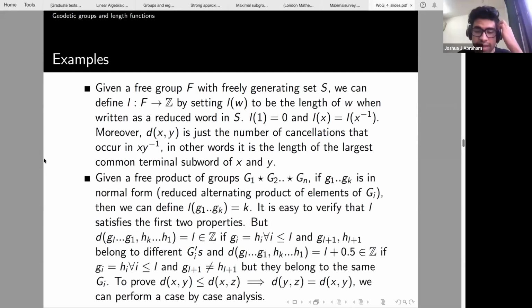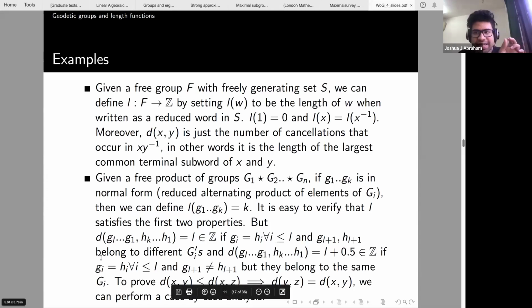Extending this example, even if we take a free product of groups and we define the length to be the length of the reduced words, it's easy to see that they satisfy the first two properties. And now the third property, it's a bit trickier. So it really depends. If L is the length of the largest suffix that they share, now there are two cases for the values of d of xy.